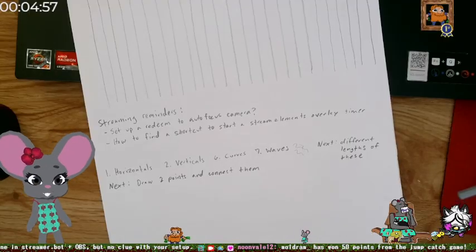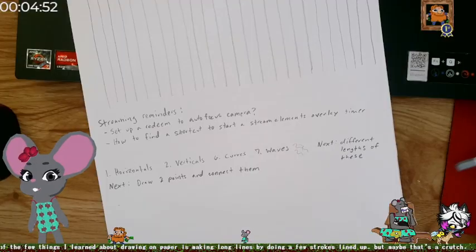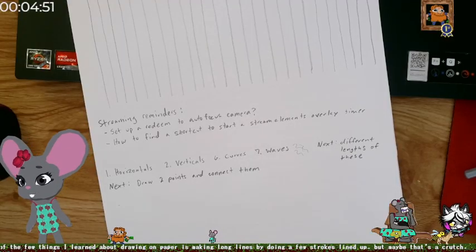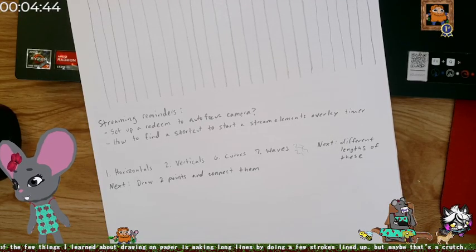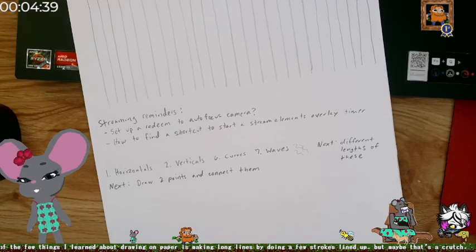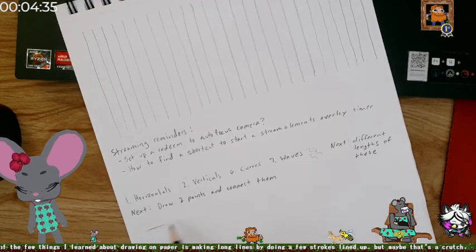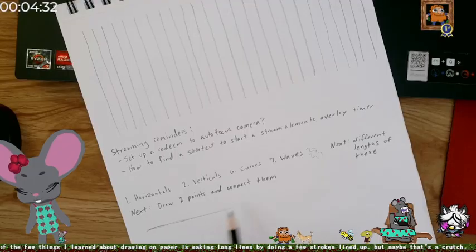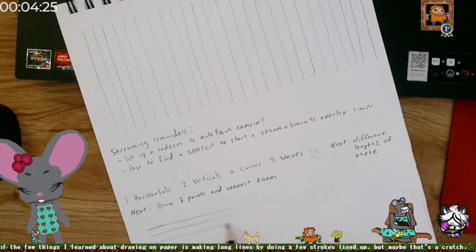No, I didn't save it. It still says 5. Save. Are his lines as wide as the page? One of the few things I learned about drawing on paper is making long lines by doing a few strokes lined up. But maybe that's a crutch. I did notice, I went back and watched it, and he does short strokes, like this. So I did practice a little bit of that yesterday. Like that.